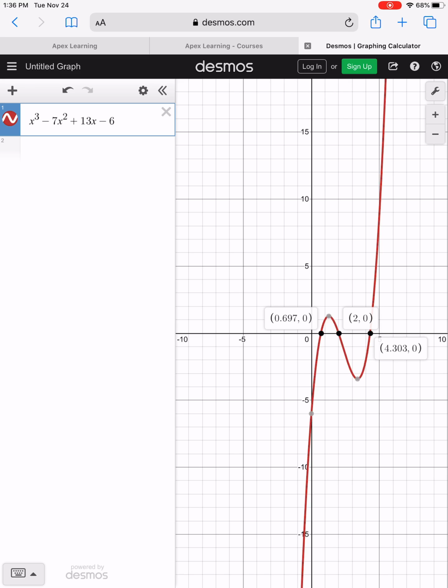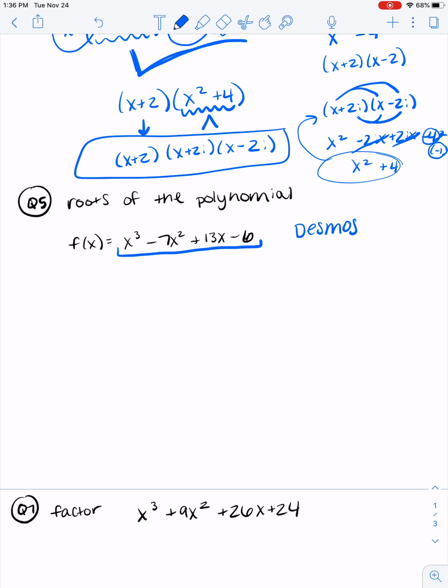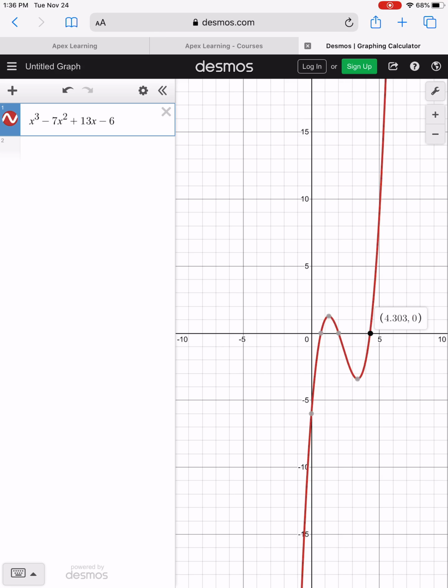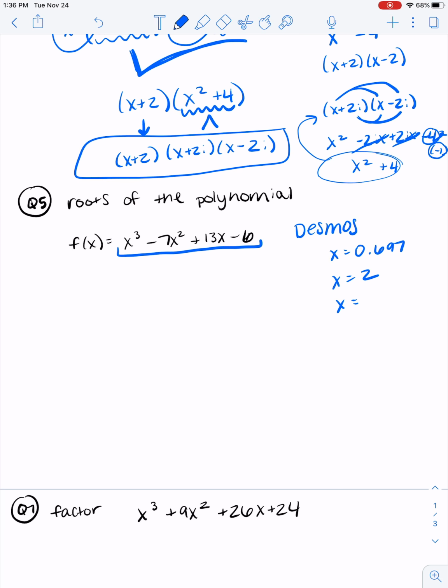And then I'm going to write those down, but I'm also going to make note of the only one that's a rational number. The other decimal ones are kind of weird decimals. The only one that's a rational number is 2. So I'm going to say x equals 0.697, x equals 2, and x equals this one, 4.303. Okay, so this is kind of a note for later on.